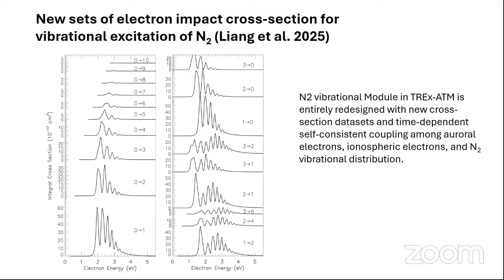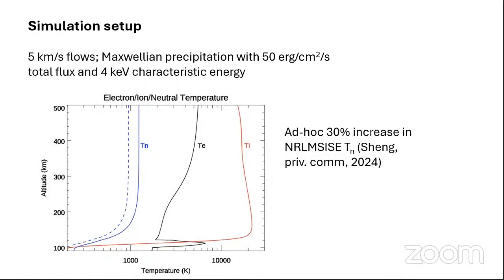So our goal is to model the time-dependent evolution of the vibrational excitation of the nitrogen molecules and the nitric oxide production, and see whether it can produce the nitric oxide NO2 continuum comparable to the observations. Here is just one run. In this run, I impose a 5 kilometer per second flow and Maxwellian electron precipitation with 50 erg per square centimeter per second total flux and a 4 keV characteristic energy.